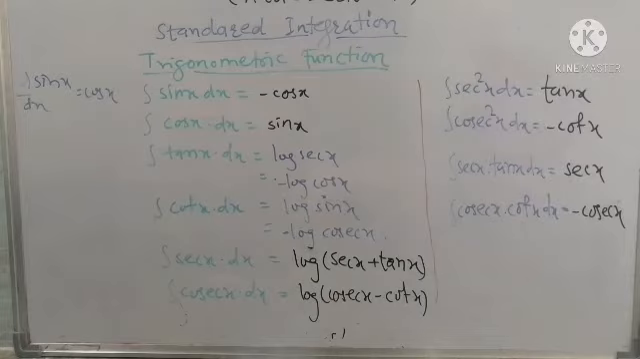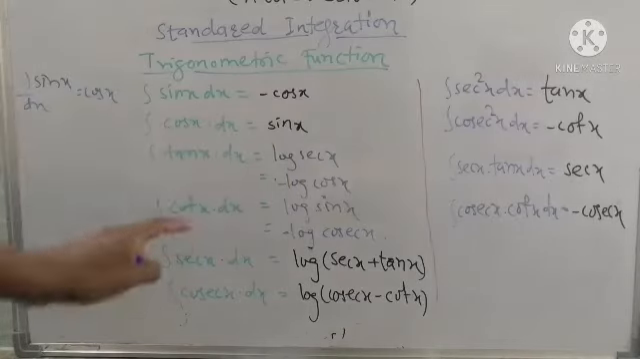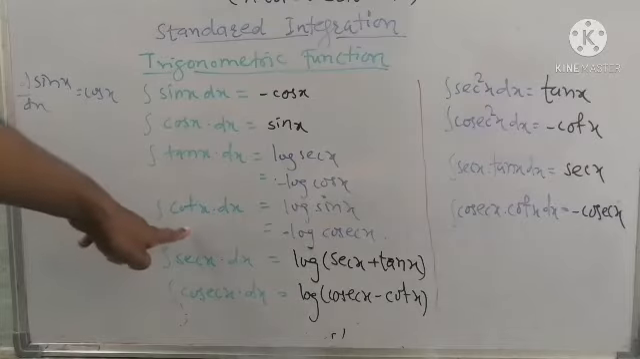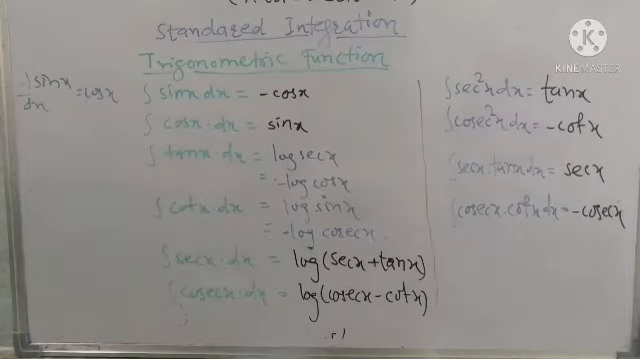As the derivative of tan x is a power, the integration of tan x is a logarithmic form. So the integration of tan x is log of sec x. The derivative of cot x was minus cosec square x. The integration of cot x is log of sin x, or minus log of cosec x.